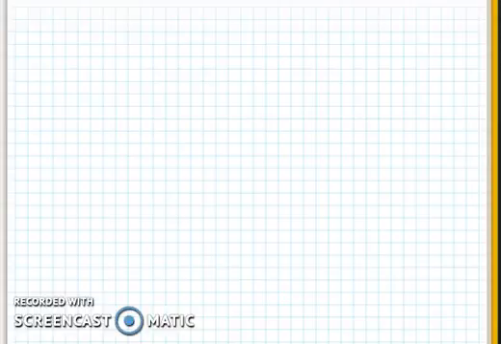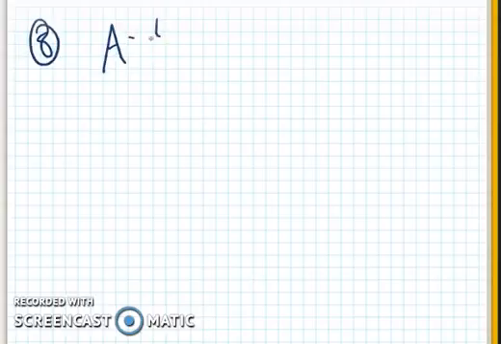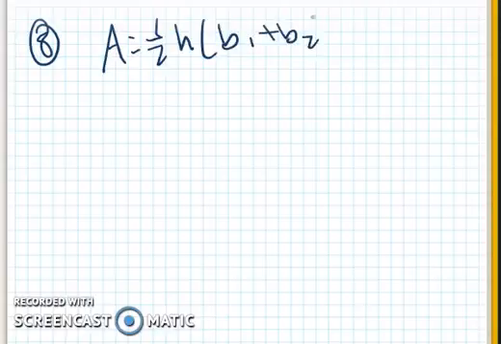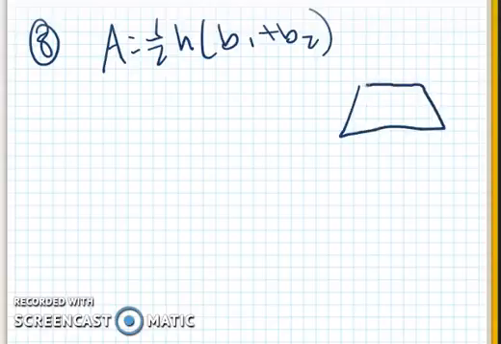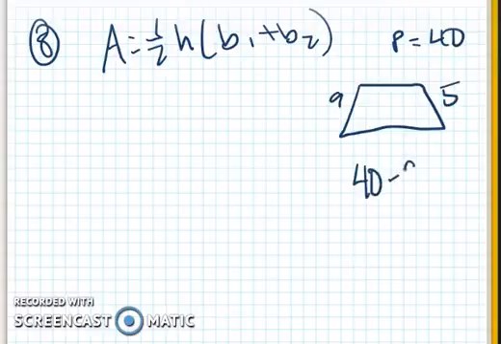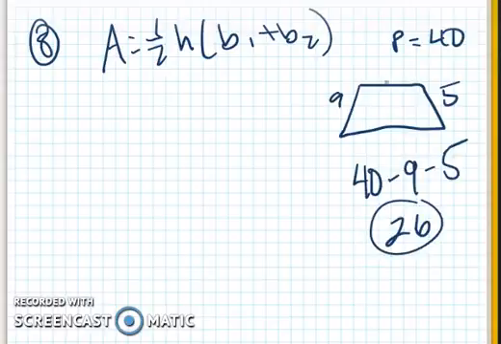Okay, number 8. Number 8, we're using the trapezoid. It says find the area of a trapezoid, so we'll start out with area equals 1/2 height times B1 plus B2. It says the perimeter is 40. So the trapezoid has a perimeter of 40, and we have 9 and 5 on the diagonals. Okay, so basically I got to take 40, subtract 9, subtract 5. That leaves me with 26 overall. So 26 is going to be broken up between the two bases. So I know base 1 plus base 2 is actually just going to become 26.